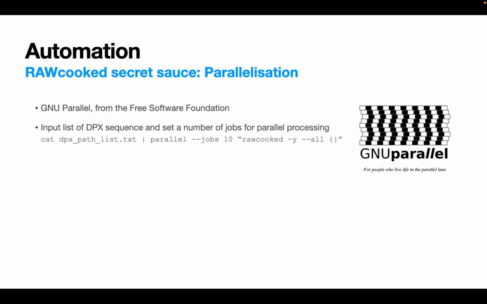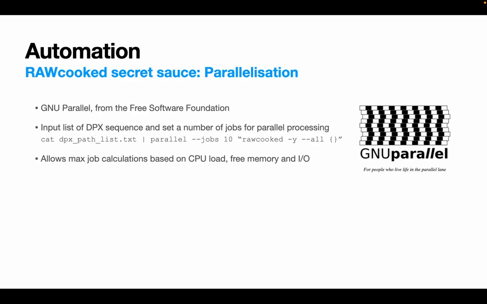Most simply, you can input a list of DPX sequences and set a number of parallel jobs, then pass your RAWcooked command and your jobs will be processed with that command at the same time. The example above shows the cat command, which lists each item in the text file. Then the vertical line, which is called a pipe, hands each item from the list to parallel in one lump. Parallel then takes 10 jobs at a time and launches the RAWcooked command, with the curly brackets representing each individual path from the list.